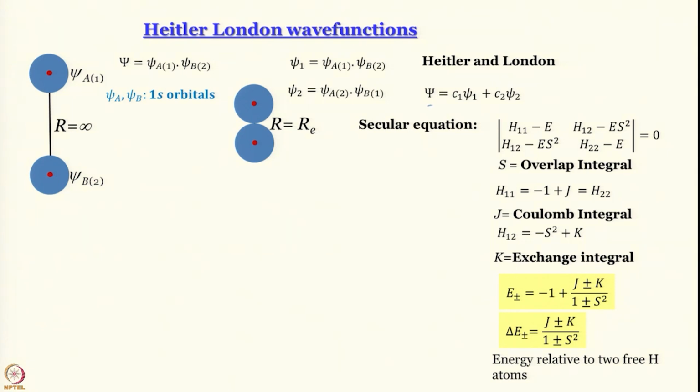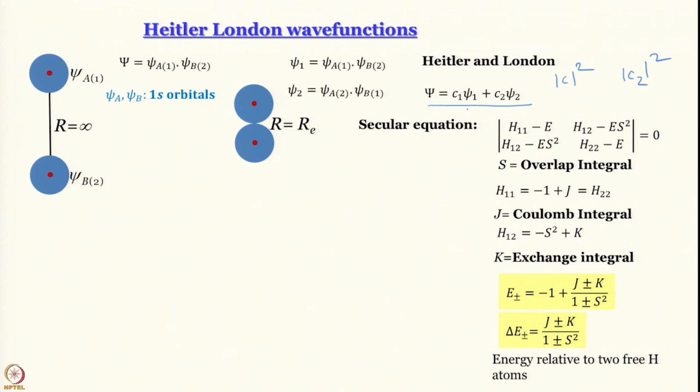See, have a look at this equation, C1 psi 1 plus C2 psi 2. Okay. What could the values of C1 and C2 be? First of all, what is the ratio of the magnitudes of C1 and C2? What is the meaning of this? So, C1 square, mod square of C2? If you remember, they give you the contribution of psi 1 and psi 2 respectively to the total Heitler-London wave function psi.